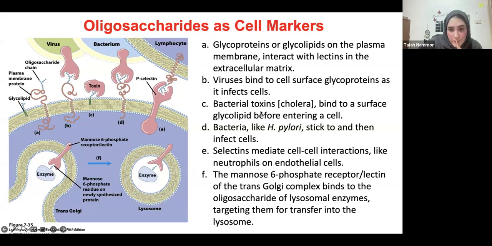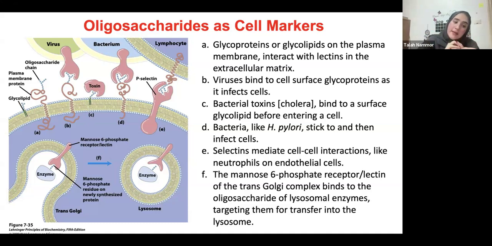C, we have bacteria, toxin, like cholera, binds to a surface glycolipid before entering a cell. So basically, it's a way in. The virus will bind to the oligosaccharide and go in. The toxin will bind to it and go in. The bacteria here will bind to it and go in. You get me? So these are ways where microorganisms get in. The doctor is trying to tell you that we have a cell. The cell can expose its oligosaccharide. It's a cell marker. It's usually on the cell wall or cell membrane, depending on the cell. Anyways, that's usually part of the cell surface.